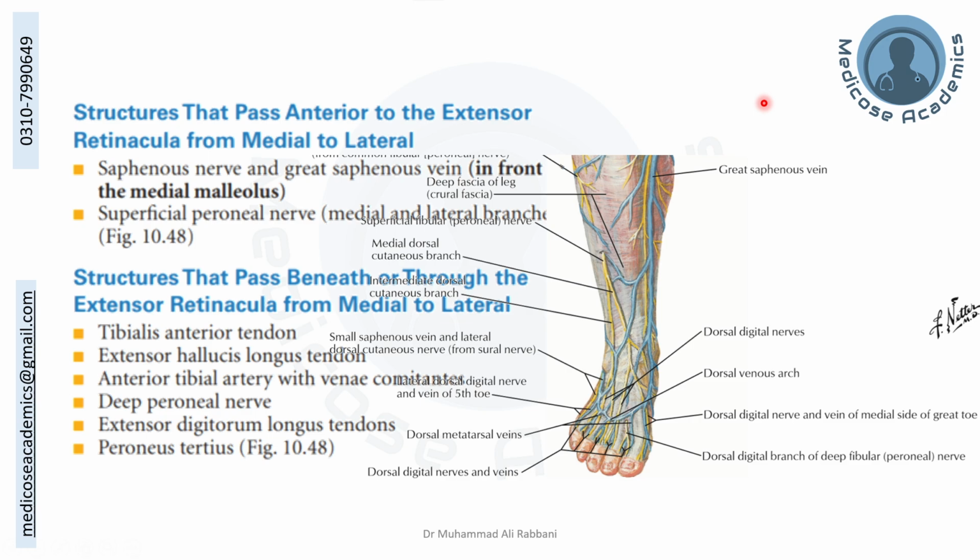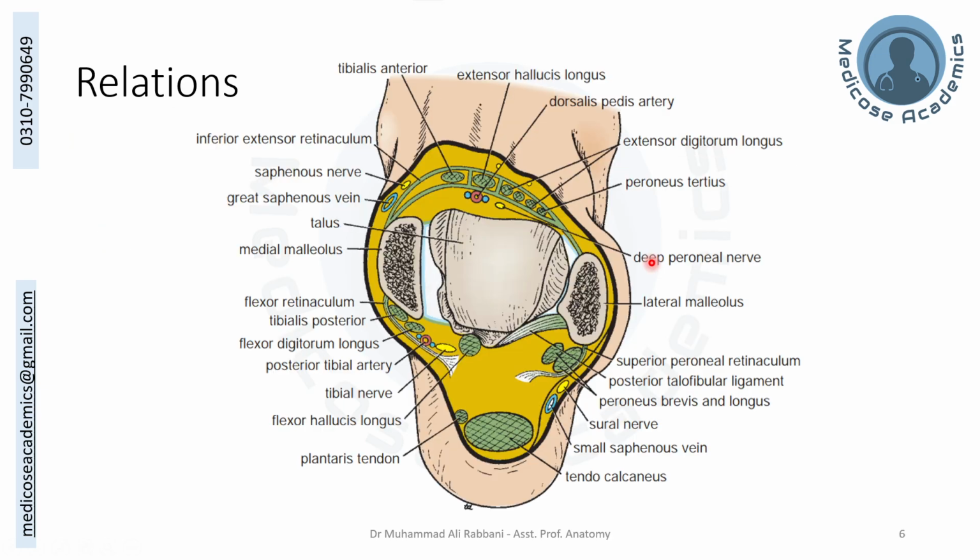The structures that are passing superficial to it, from medial to lateral. On the medial aspect, the structures passing superficial to it are these two, the great saphenous vein and the saphenous nerve. On the anterior surface, there are these two nerves, the medial and lateral branches of the superficial peroneal nerve, and the small superficial veins of the dorsum of the foot that drain into the great saphenous vein.